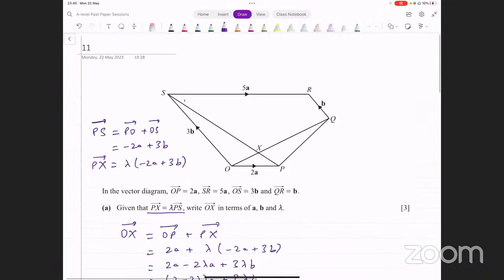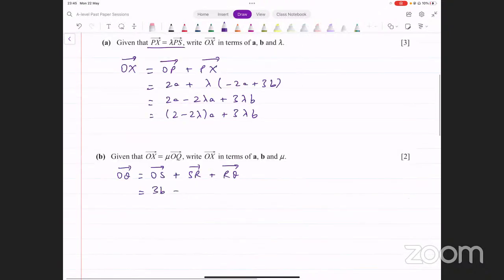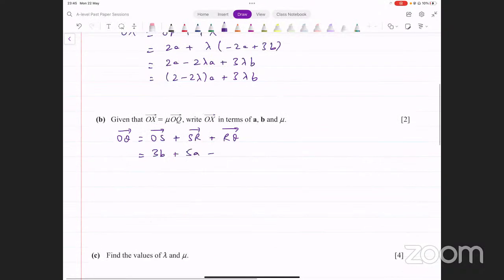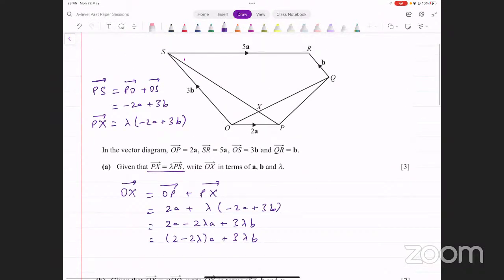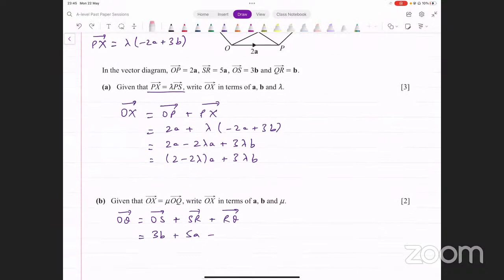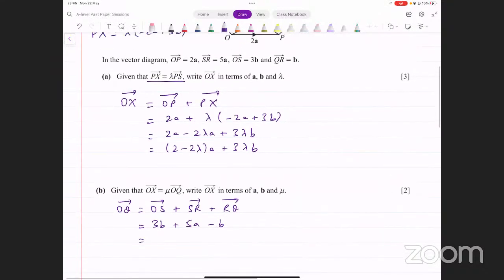OS vector is 3B, SR is 5A, and then QR is B, so RQ is the opposite, that's minus B. So that's minus B. This is the vector OQ. Let's simplify it. This gives us 5A plus 2B.